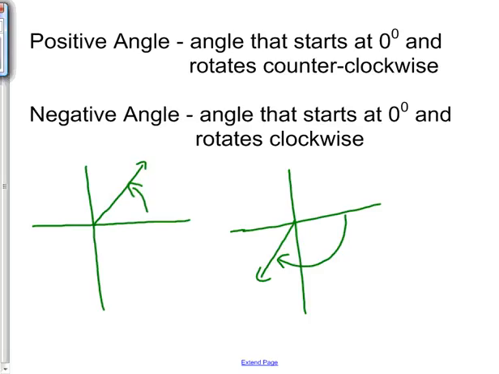You can tell a positive angle. It depends on which way it goes around. No, it doesn't matter what quadrant it's in. It matters how you measure it. So if you measure this first one like this, that's negative. It'll be negative something. They're all going to start on the x-axis.